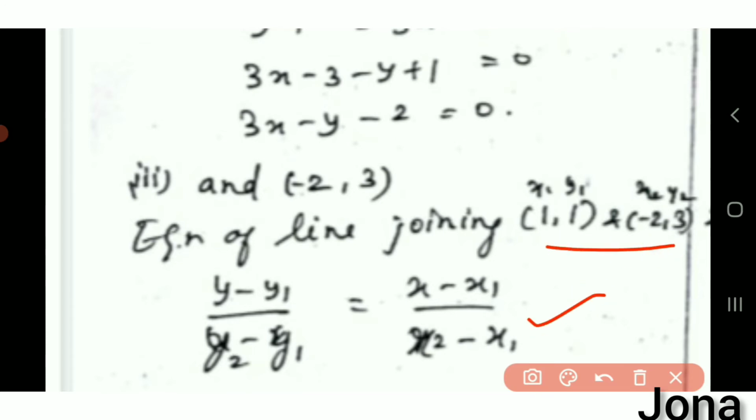Third one, (1, 1) and (minus 2, 3). Already it's passing through the point (1, 1) and (minus 2, 3). Here it's given 2 points now. So take these points as x1, y1 and x2, y2. For this, the formula is y minus y1 by y2 minus y1 equal to x minus x1 divided by x2 minus x1.